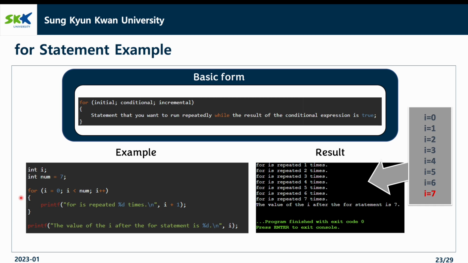This for statement is a repeat statement that repeats while I is less than num, starting with 0 and increasing by 1 every iteration. As soon as I is equal to or greater than num, it escapes the repeat.